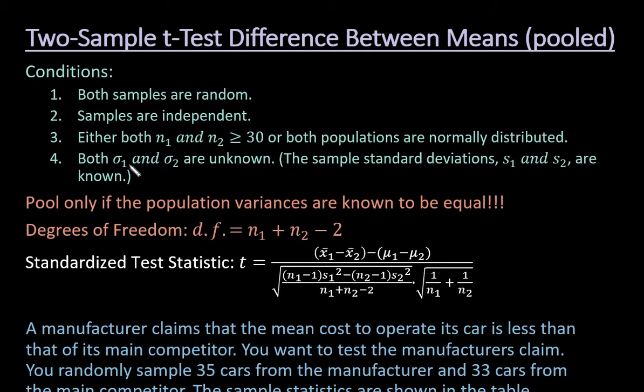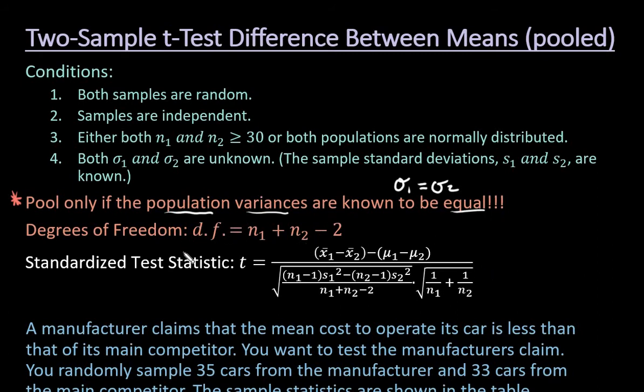Okay, so that's the difference between a two-sample t-test and a two-sample z-test: whether you know the population standard deviation or not. Once you've determined your conditions are met, then you need to decide if you're going to pool or not pool for a two-sample t-test. And you only want to pool if the population variances are known to be equal. So it will either say in the problem the population variances are known to be equal, or it might say sigma 1 equals sigma 2. If it says this, then you know that the population variances are equal.